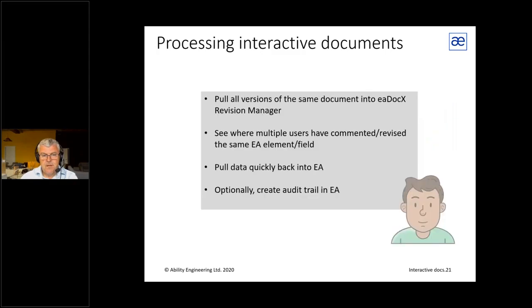So that's what we just saw. I create the document with eaDocX, I send it out into the world. People put their revisions and their comments on it. They all come back into Revision Manager. Revision Manager shows me all the changes from all the different people in all the different versions, and there's no upper limit to that. And I can push the data quickly into EA and with an audit trail if I want, and then concentrate on the harder parts.